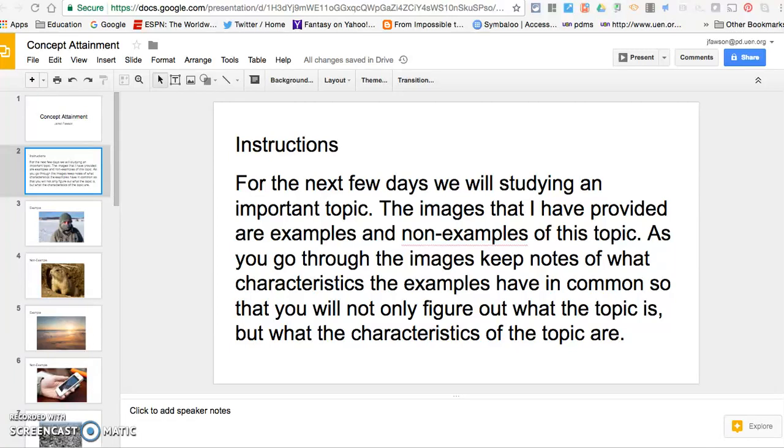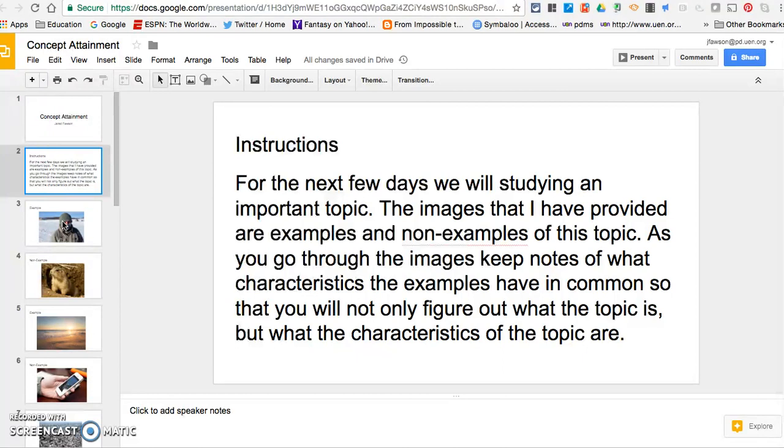So for this idea of concept attainment, I've come up with some instructions that I think I would use if I was teaching this to my students. You can see them here, and I would just explain that here's this important topic. There's going to be some images that are examples and non-examples, and as you scroll through, I want you to keep notes of what characteristics the examples have in common. Now, there may be some things that the non-examples maybe even feel like they're part of, but the important thing is to pay attention to the characteristics of the examples.